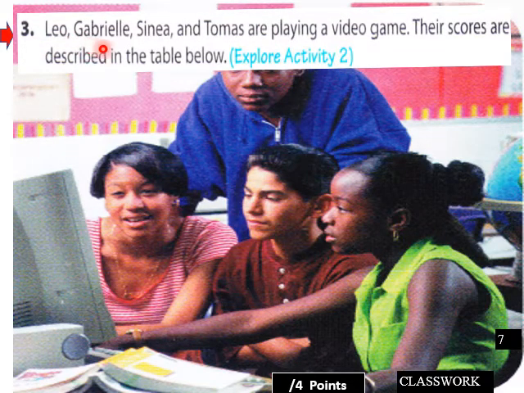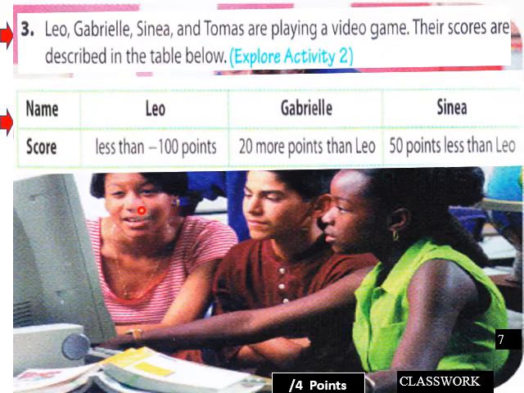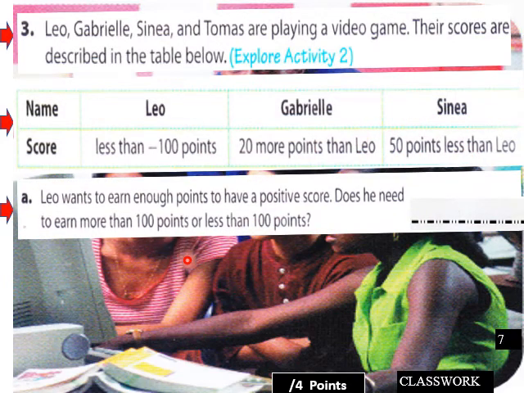Number 3 here. Leo, Gabrielle, Sania, and Tomas are playing a video game. Their scores are described in the table below. So here are their scores. Leo, Gabrielle, and Sania. Negative 100 points for Leo. 20 more points than Leo for Gabrielle. 50 points less than Leo for Sania. What is going on there?